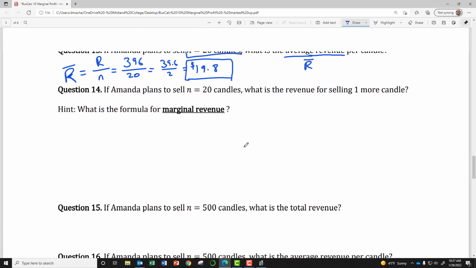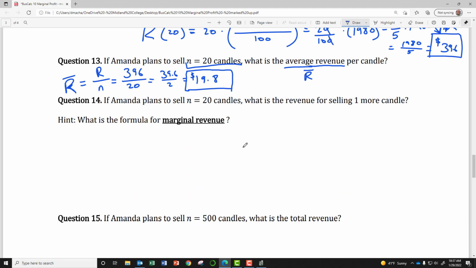And then for question 14, it says if Amanda plans to sell 20 candles, what is the revenue for selling one more candle? So just like we talked about with price, when we ask about selling one more, we're talking about making candles on the margin. So we're asking what is the marginal revenue, and marginal revenue is going to be the derivative of revenue, taking the derivative of revenue with respect to the number of candles.